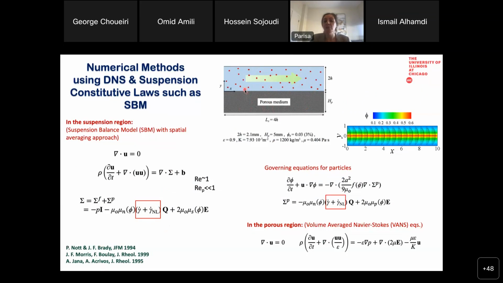We try to model and combine the so-called suspension balance model, which was proposed by Nott and Brady and Morris and Boulay. And when I was a postdoc, I was working on that. Then we were trying to couple those with the Brinkman equation, and also volume-averaged Navier-Stokes, the so-called Vance equation, to find out if we can find a model for all of those analyses.